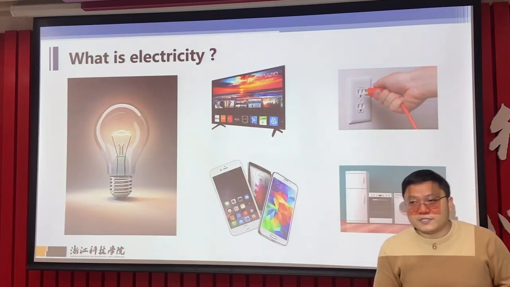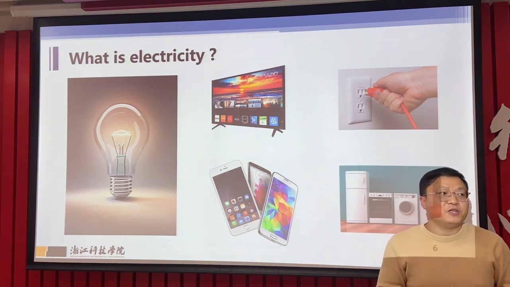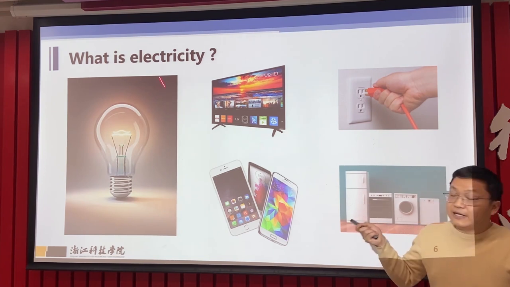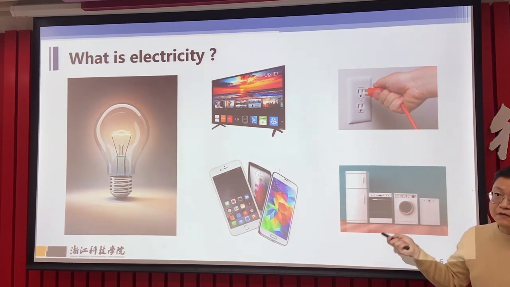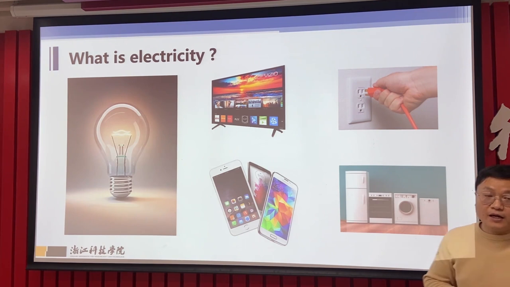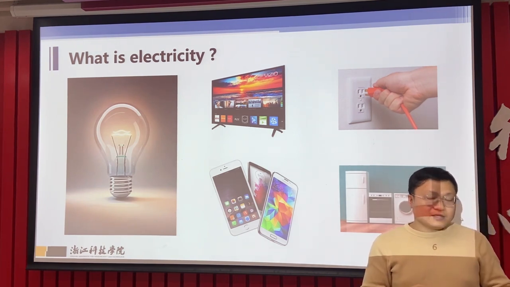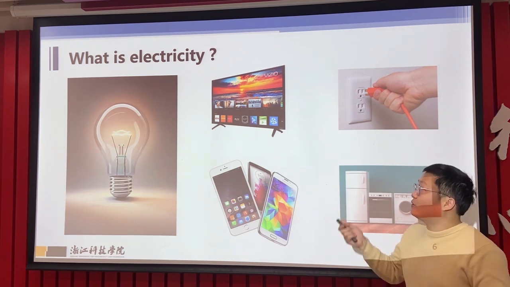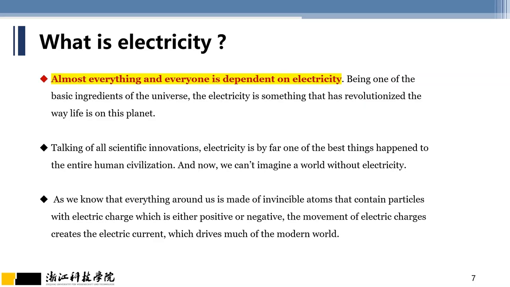When we talk about electricity, what's the first picture in your mind? It's a lamp, a television, a computer, or a cell phone, or some household appliance. What did you first get in your mind when we talk about electricity? Electricity is, as we see, almost everything, and everyone is dependent on electricity nowadays.